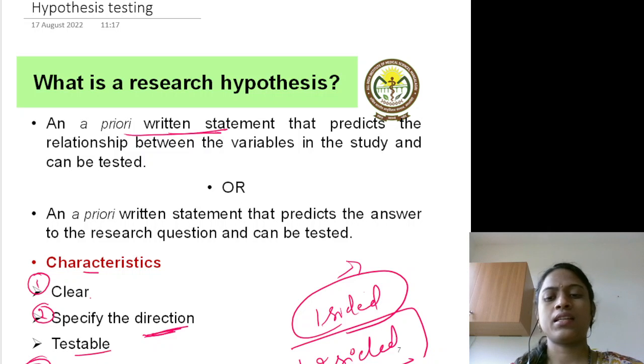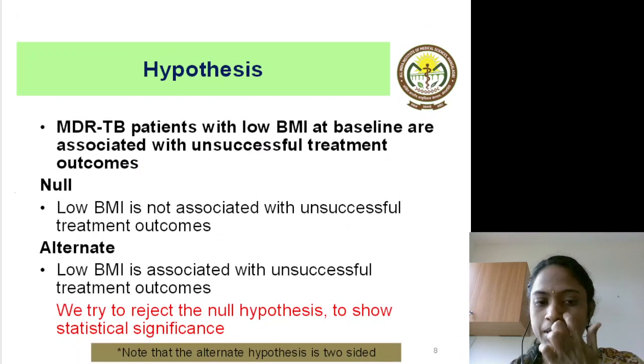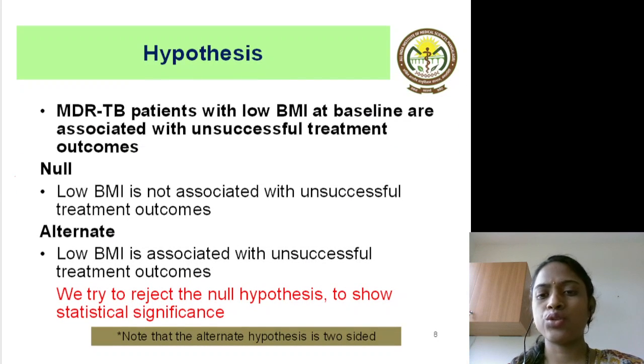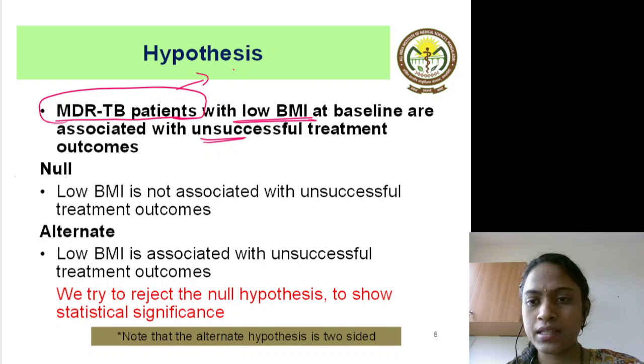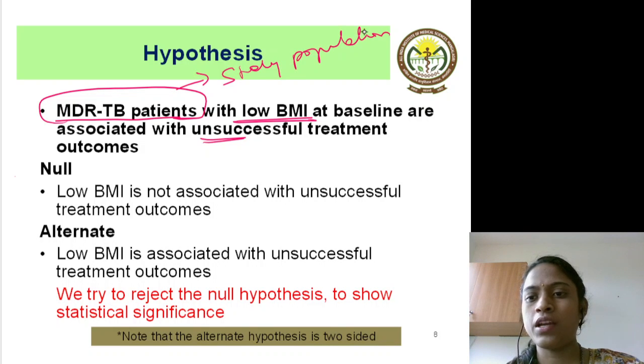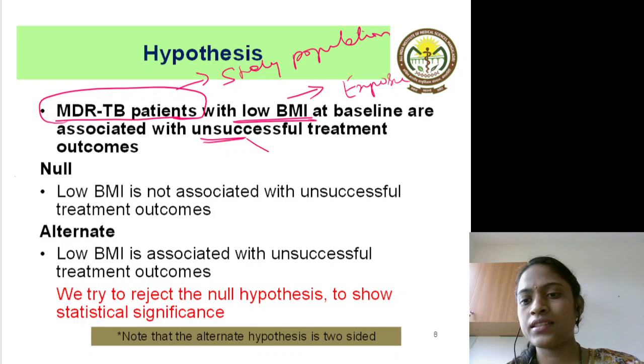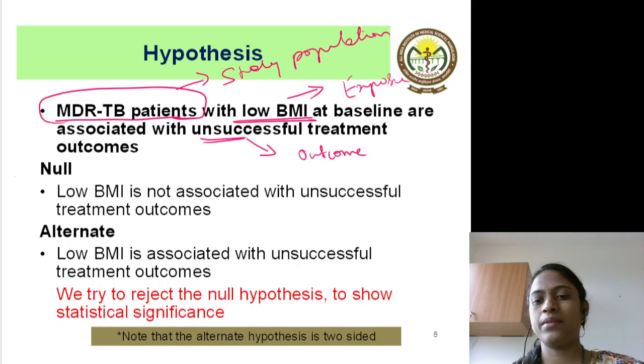The third component is that any hypothesis should be testable. We will see that with an example. We are going to do a study in which, among MDR TB patients, we are trying to find whether low BMI is associated with unsuccessful treatment outcome. Here MDR TB patients are our study population, low BMI is our exposure variable, and unsuccessful treatment outcome is our outcome variable or dependent variable.